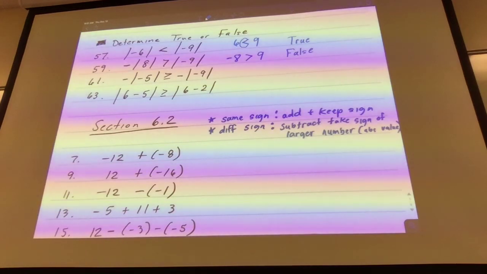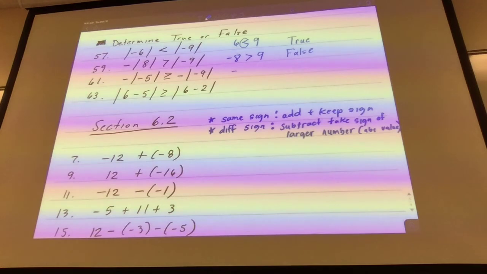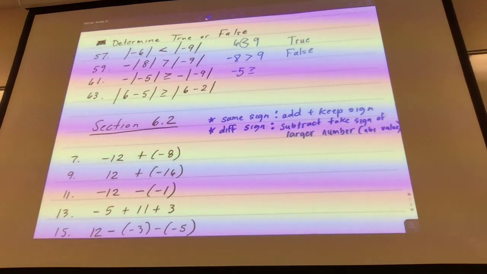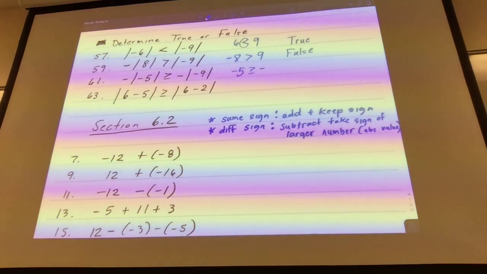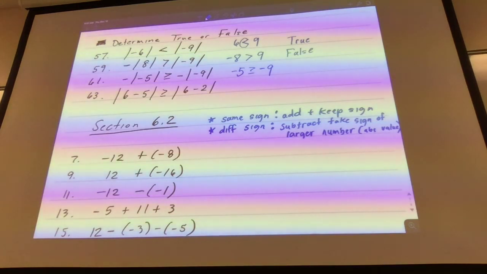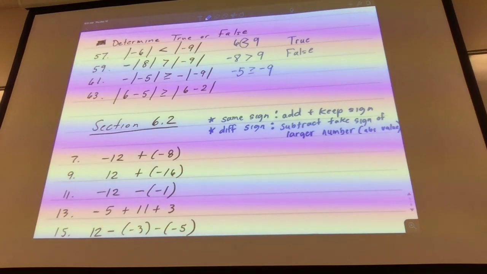Alright. The absolute value of -5 is 5, but because the negative's out front, that simplifies to -5. The absolute value of -9 is +9, but there's a negative out front, so my comparison is: is -5 greater than or equal to -9? And that's true.